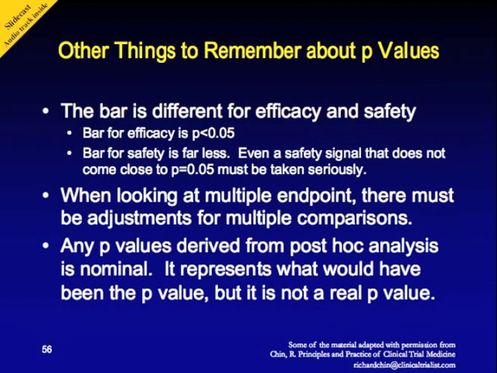The other thing to remember is that when you look at multiple endpoints in a study, there needs to be adjustments for the fact that you're looking at multiple endpoints. So if you're looking at 2, then p should be 0.025, sometimes less. And also, when you do post hoc analysis, p-values there are what's called nominal, which means that it's hypothetical. This would have been the p-value had that been the primary endpoint, but it wasn't, so it doesn't count. It's sort of like saying, well, this would have been a world record if this had been the Olympic competition, but it wasn't for real, so it doesn't count.